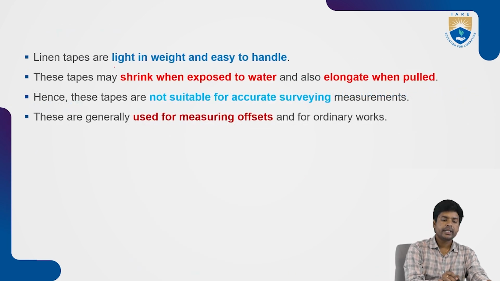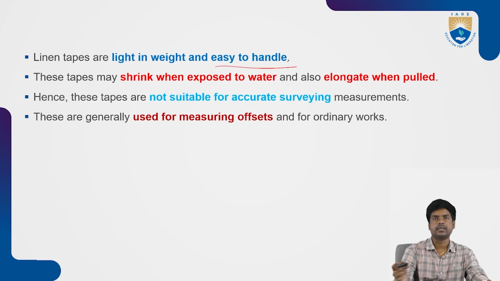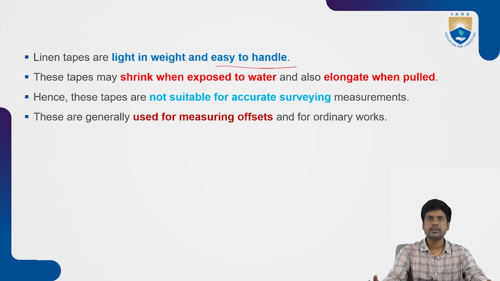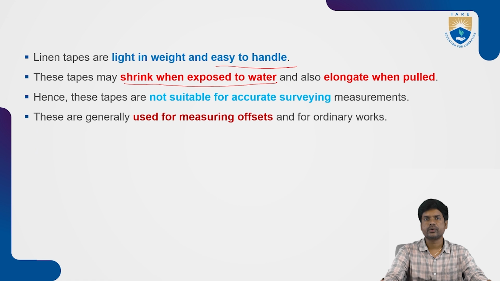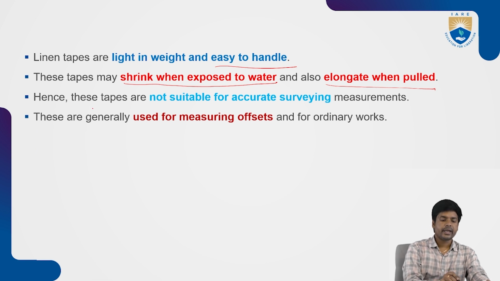Next, linen tapes are light in weight and easy to handle. These tapes may shrink when exposed to water, so the dimensions will change, and they also elongate when pulled. Because it is cloth, when you pull it forcefully, it changes its length or elongates, and hence these tapes are not suitable for accurate surveying.